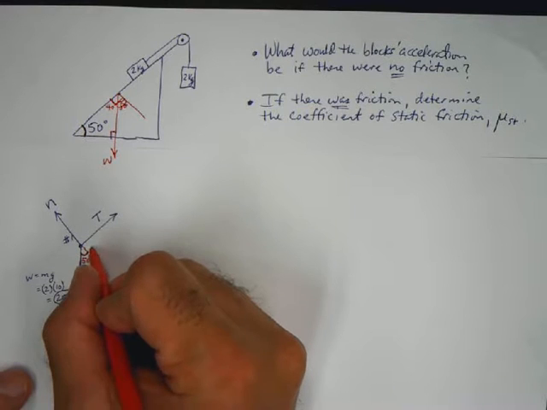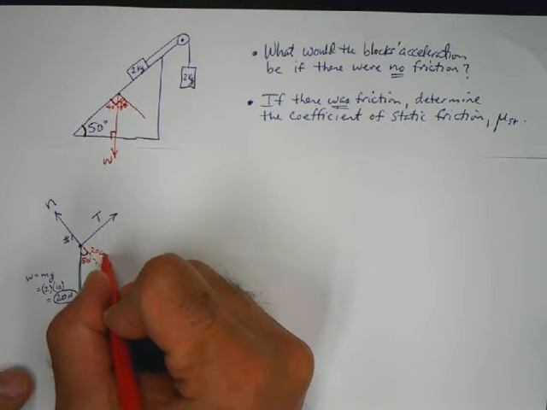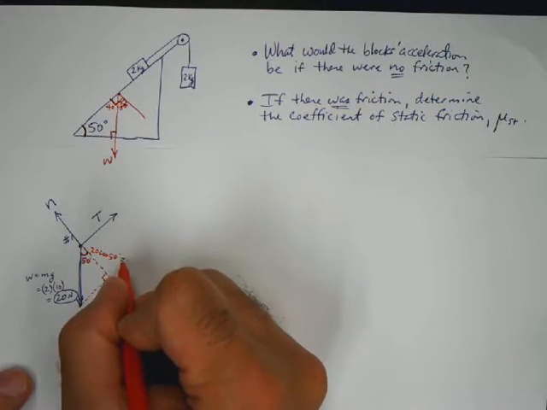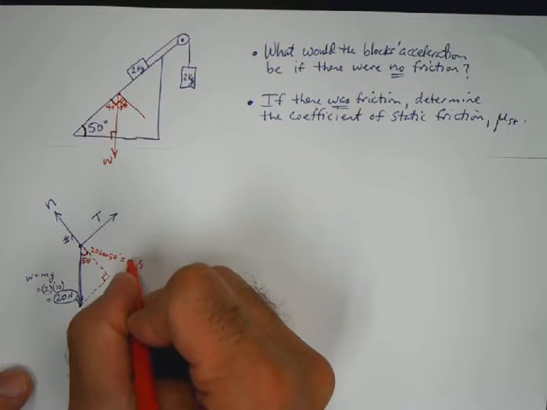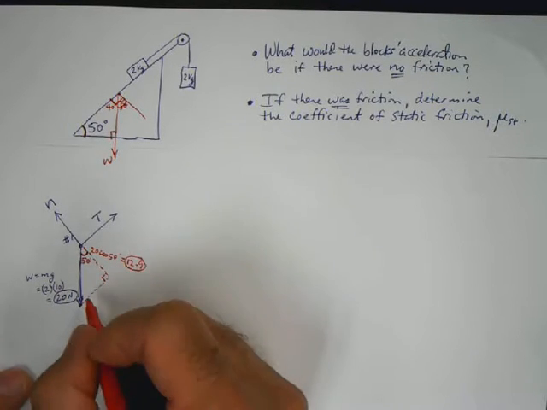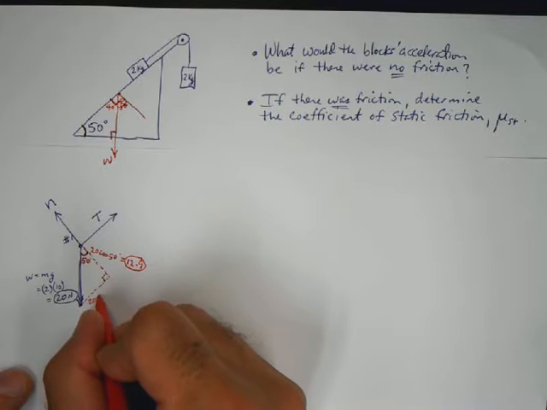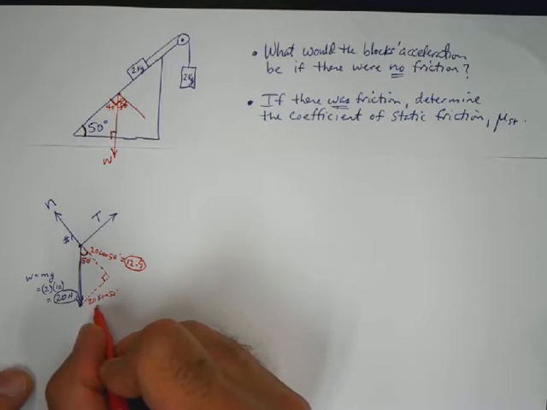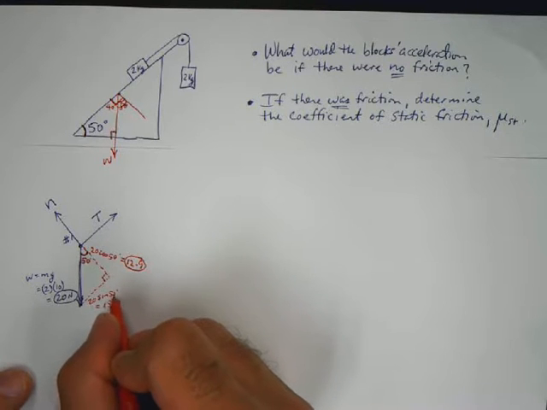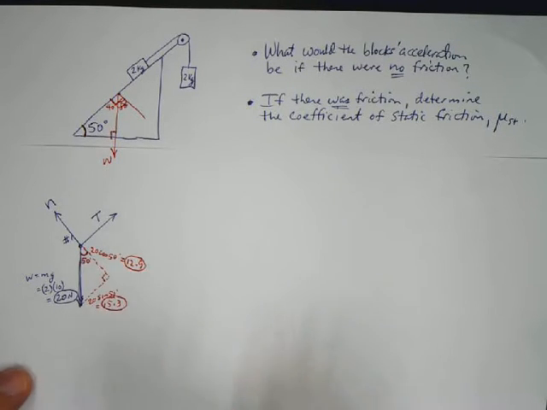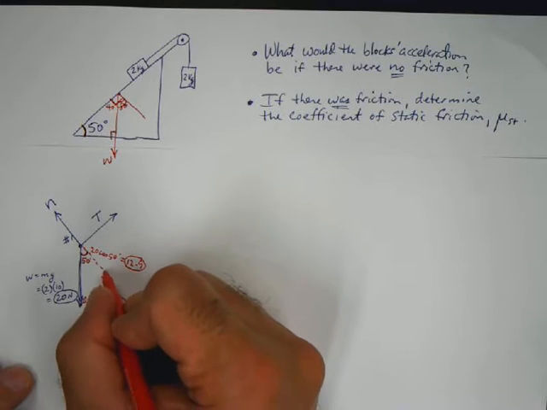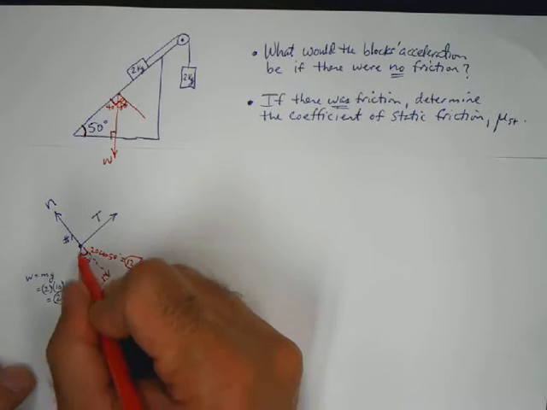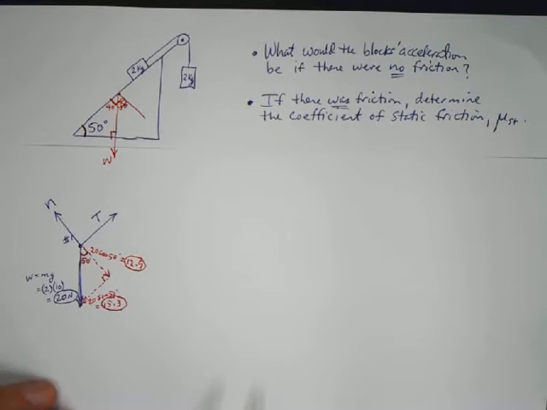So that means then that this component would be 20 times the cosine of 50 degrees, which is about 12.9 newtons. And then this would be 20 sine 50 degrees, and that's equal to about 15.3. Okay, so we have our 2 components of our weight vector laid out right there. So that's helpful. What else now?